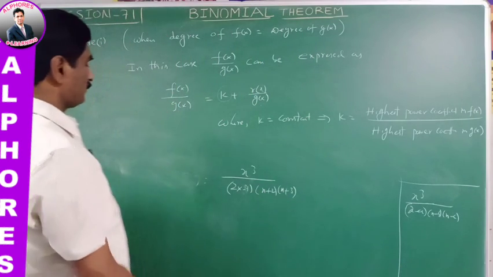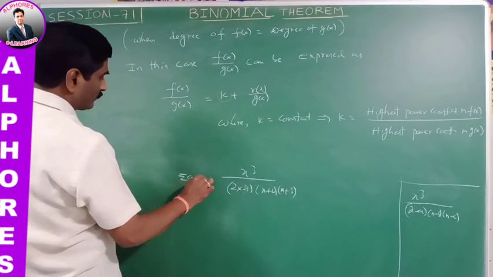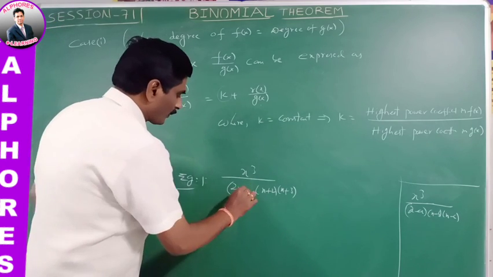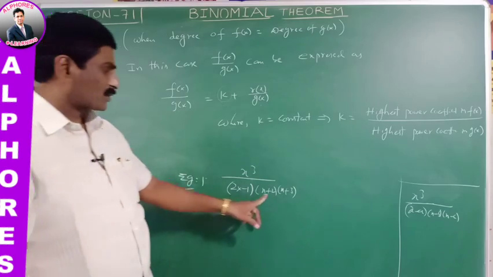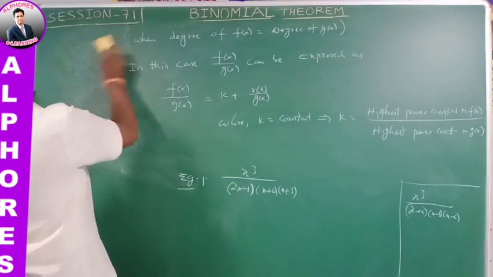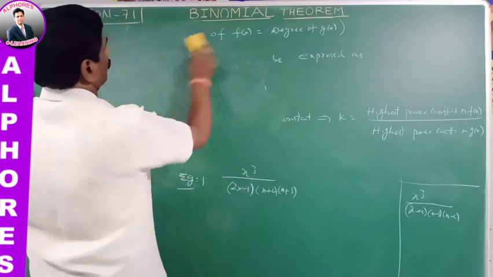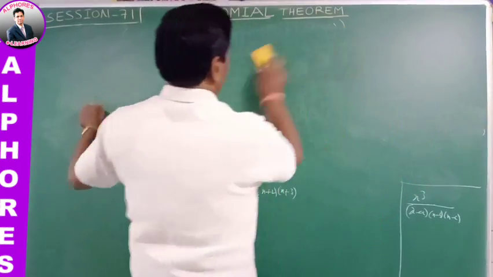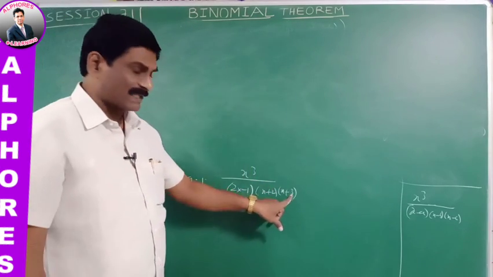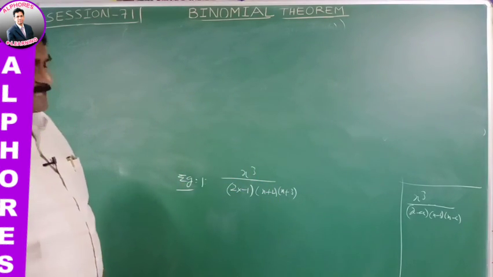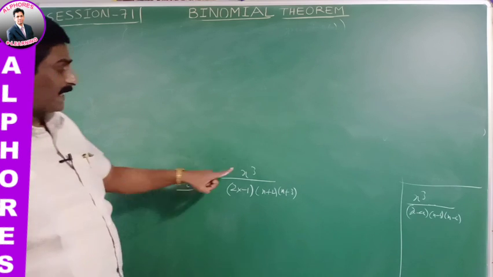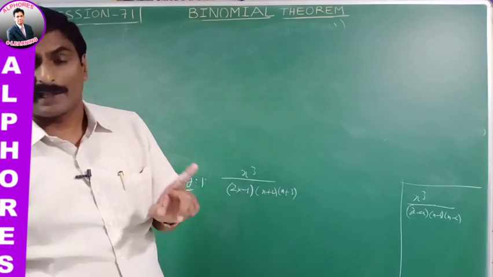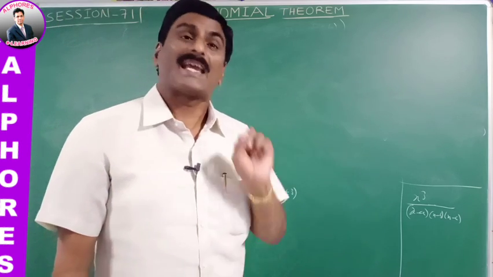Please write one example. Example 1. Resolve x cube by 2x minus 1 into x plus 2 into x plus 3 into partial fractions. In this rational fraction, what is the degree of the numerator? 3. The degree of the denominator is also 3. The numerator degree is equal to the denominator degree. Clearly it is an improper fraction of case 1.